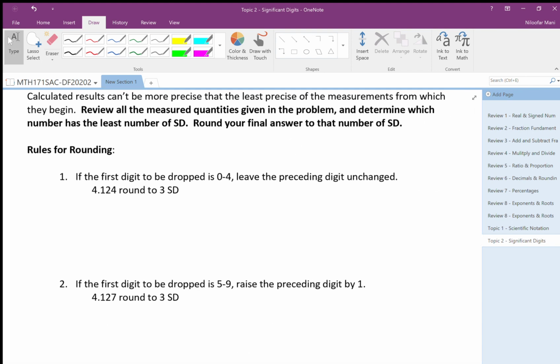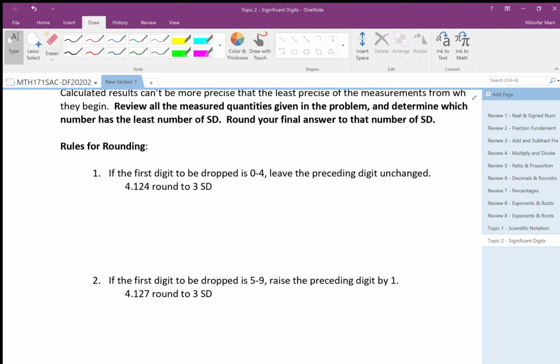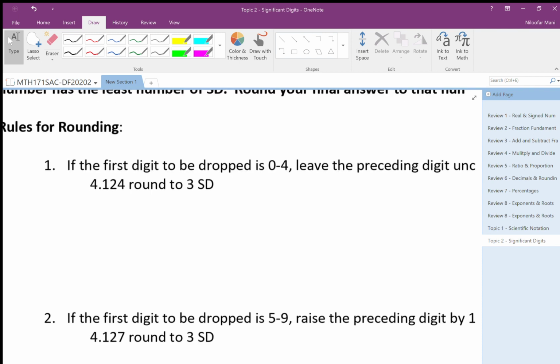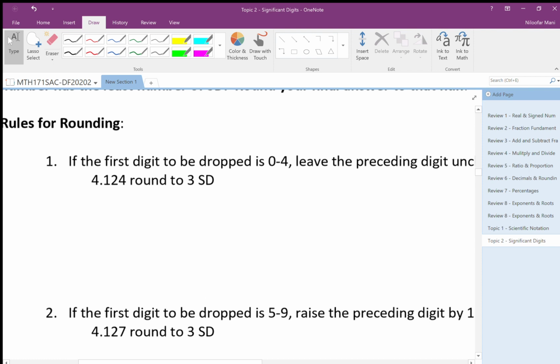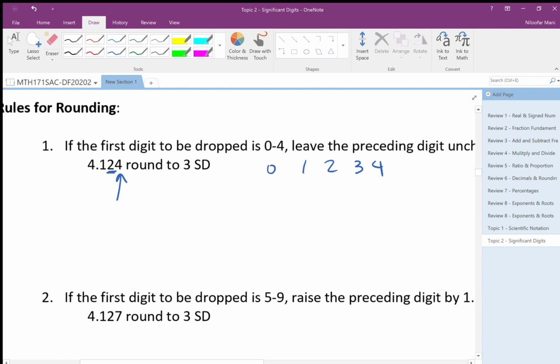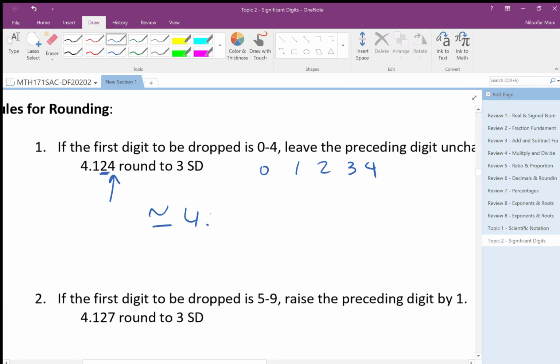Okay, how do we round? I think we did this before. We talked about rounding rules. So for example, if I want to round this number to three significant digits, I underline the third significant digit and I check the next one. If the next one is 0, 1, 2, 3 or 4, these five digits, I do not change that digit. So I would say 4.12.